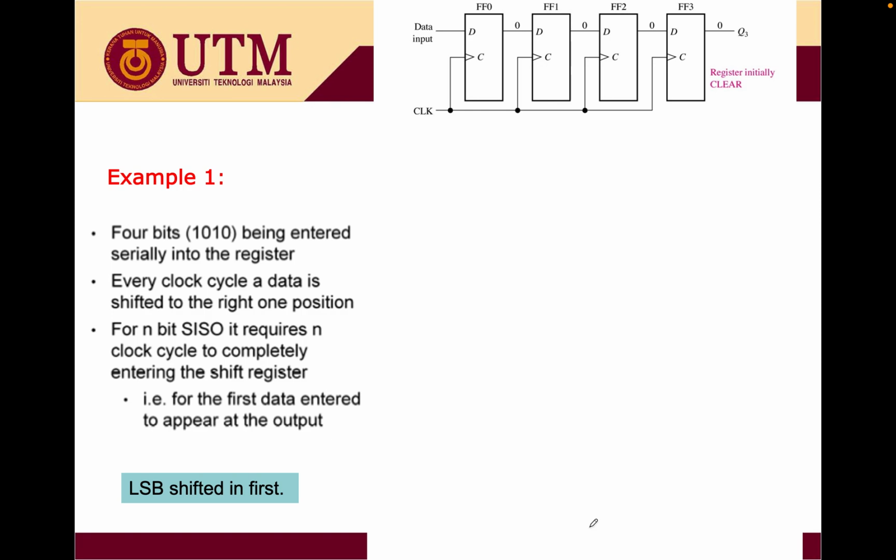Okay, this shows you the example. If you have 4 bits, 1010 begin entering serially into the register. So every clock cycle, data is shifted to the right position of your flip-flop. Of course, for n-bit SISO, it requires n clock cycles to completely enter the shift register, for the first data entered to appear at the output.